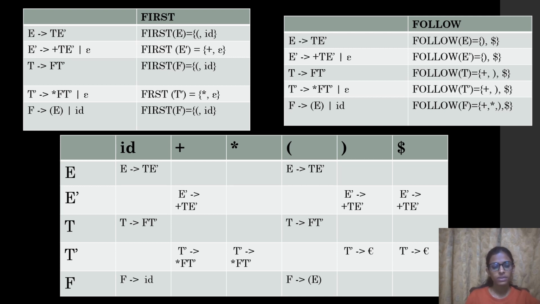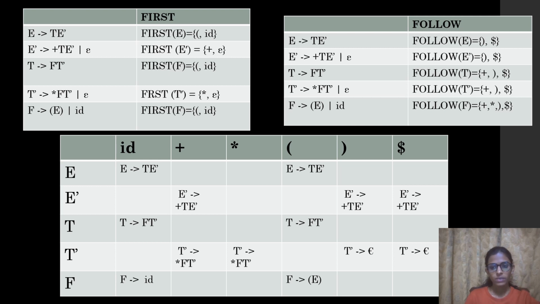Next is T gives FT'. So first of F is equal to {(, id}, so we place T gives FT' in id and (. Next, T' gives *FT' and epsilon naught. So first of T' is equal to {*, epsilon naught}, so we place T' gives *FT' in *.